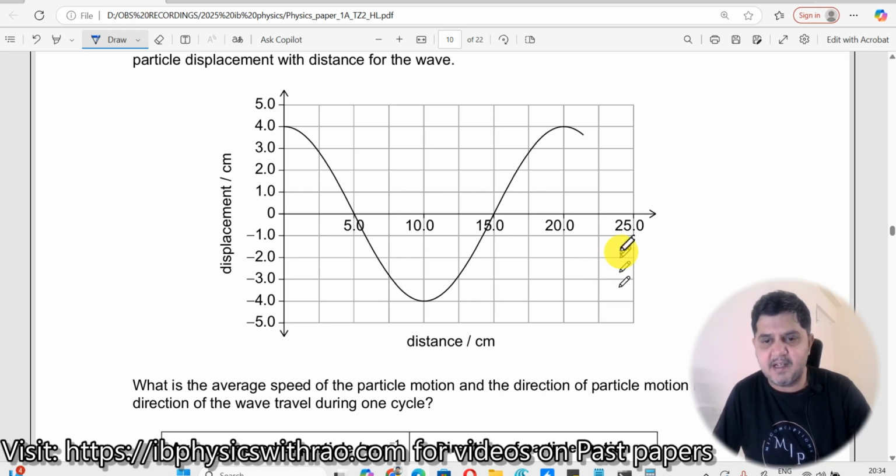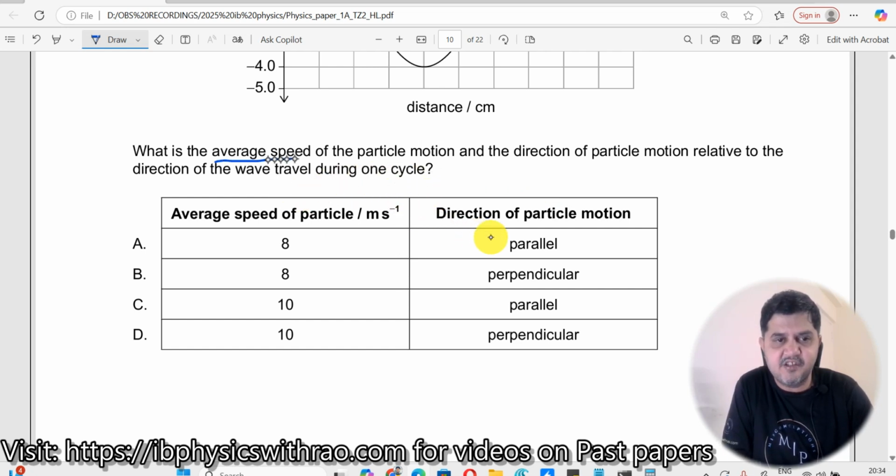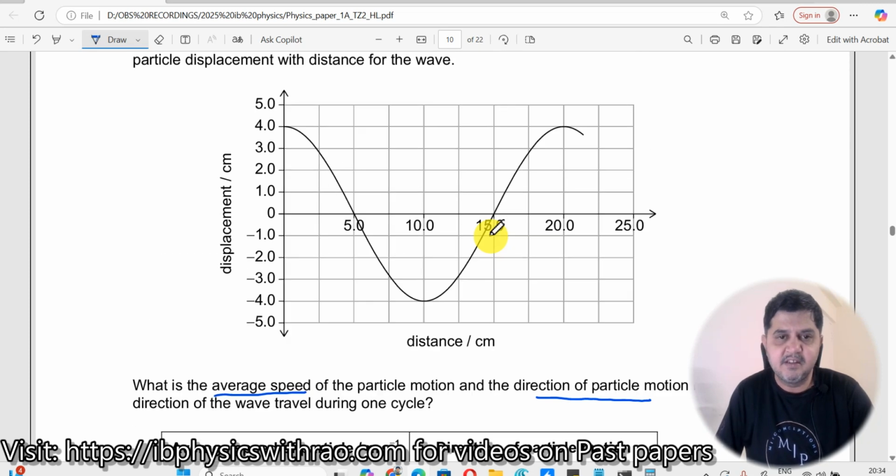And the direction of the particle's motion relative to the direction of the wave travel during one cycle. What is he asking? Average speed and the direction of the particle's motion relative to the direction of the wave travel during one cycle. Okay.